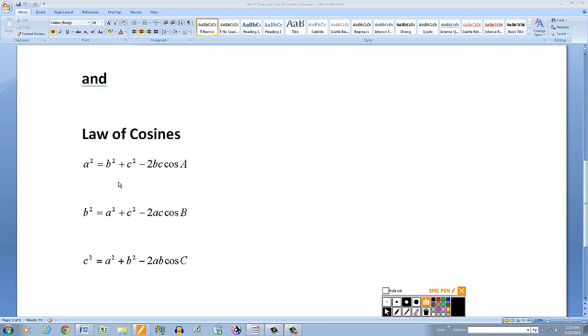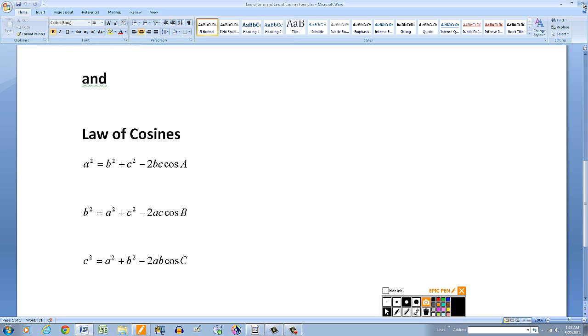And now in the videos that I have, I'll be first looking at some problems from the law of sines, and then in following videos I'll be looking at the problems from using the law of cosines, and of course I'll also have some application problems. But these are the formulas.